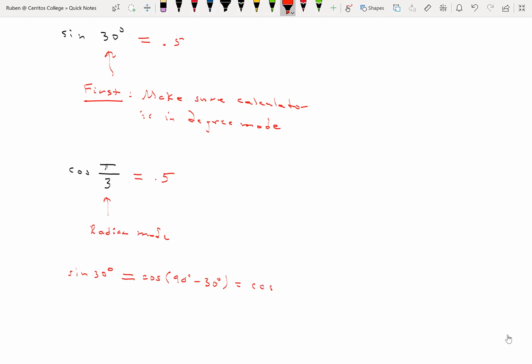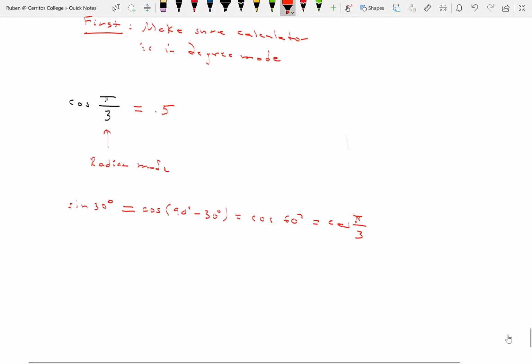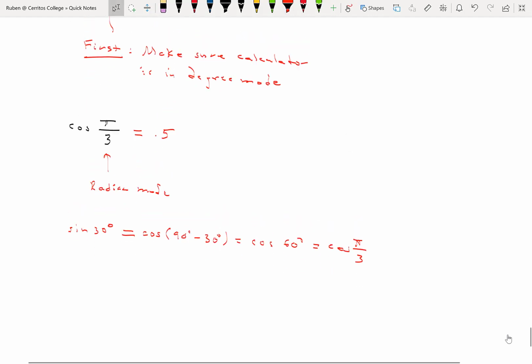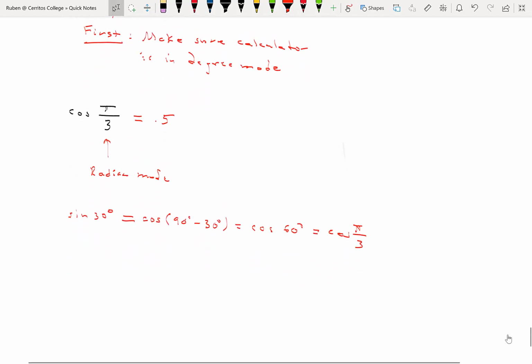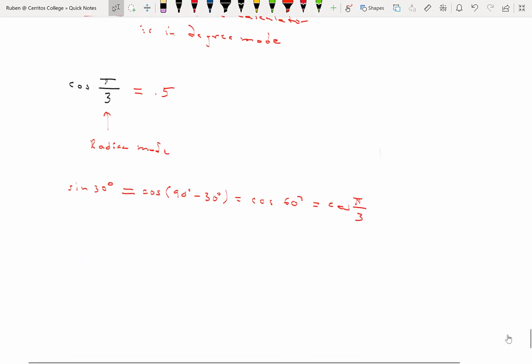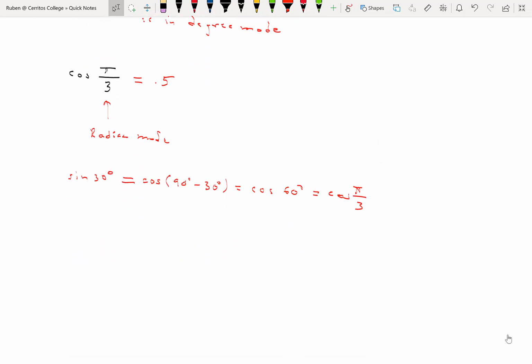So it's the cosine of 60, and 60 is pi over 3. So the sine of 30 is the cosine of pi over 3. So it's not just a strange coincidence that sine of 30 is cosine of pi over 3. It's because of the relationship between sine and cosine.